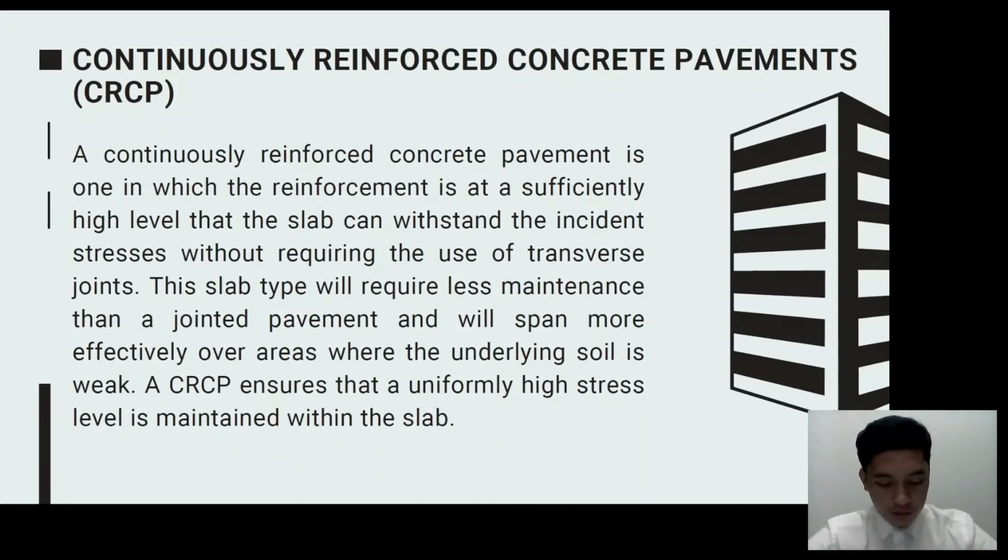Continuously reinforced concrete pavement is one in which the reinforcement is at a sufficiently high level that the slab can withstand the incident stresses without requiring the use of transverse joints. This slab type will require less maintenance than a jointed pavement and will span more effectively over areas where the underlying soil is weak.